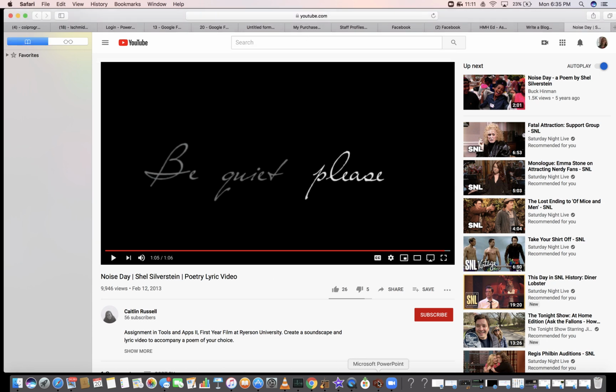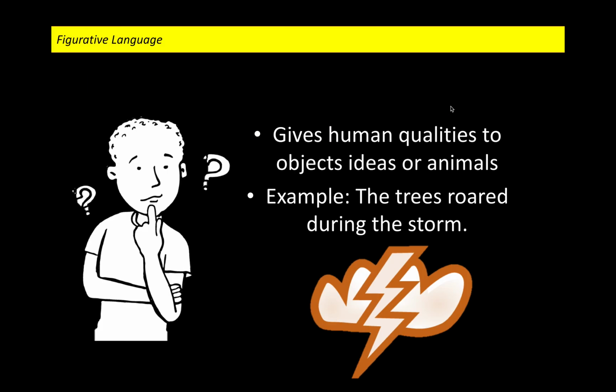I'm going to pull our PowerPoint back up and we're going to move on. So the very last one that we're going to be talking about today is personification and hyperbole. Personification is going to give human qualities to objects, ideas, or animals. So it's going to give human qualities to like a pencil or to the grass. A common thing is to personify nature and to talk about like the wind blowing in a certain way that would be kind of giving human qualities to it.